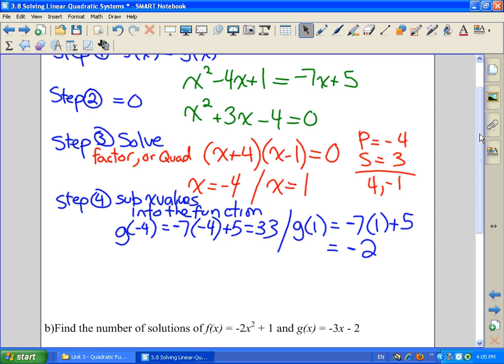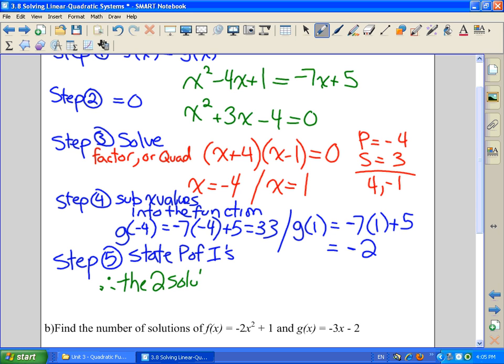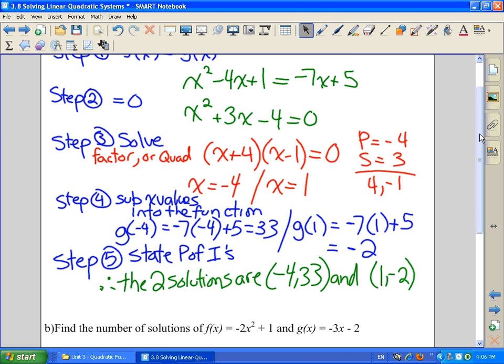The last step, which is step 5, is to just summarize your solutions. Okay, so state the points of intersection. And remember you put them in ordered pairs. So therefore, the two solutions are (-4, 33) and (1, -2). So that's how you find the actual solutions.